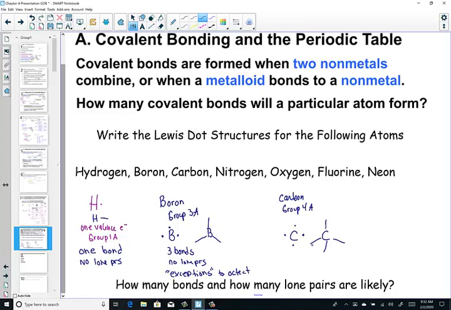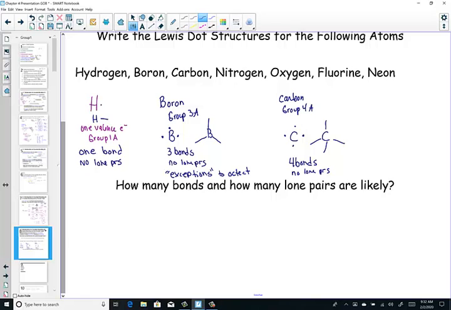And I'm getting us used to the idea that they're not just 90 degrees, that these are going to have shape. But 4 bonds are going to be happening for a carbon. That's its goal, to have 4 bonds. And of course, then it will have no lone pairs. There are no dots left. Each one is going to be connected to something else. Let's keep going.